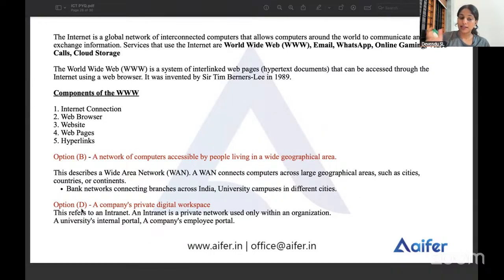Then option D is a company's private digital workspace. What is that? It is called an intranet. An intranet is a private network used only within an organization. For example, a university internal portal or a company's employee portal. That is called an intranet. So I think all the concepts are clear. What is an intranet? What is a WAN, wide area network? What is WWW? So we can go to the last question.